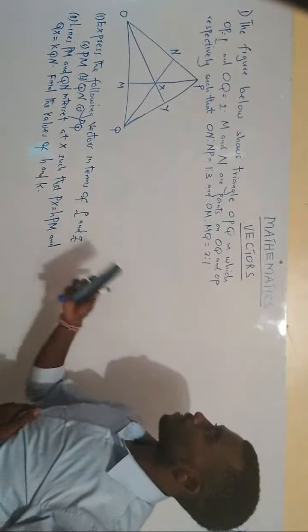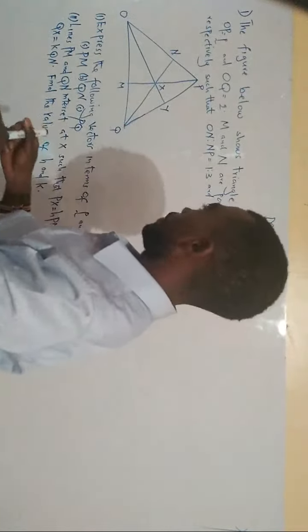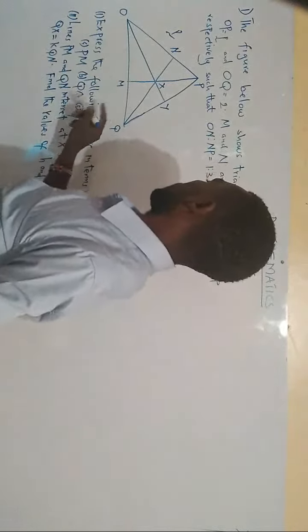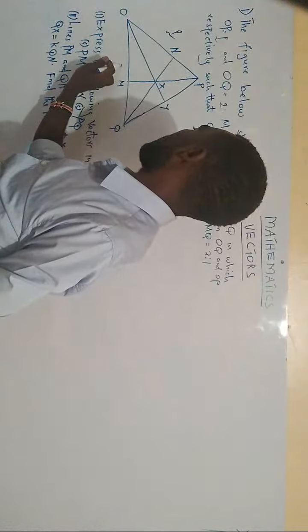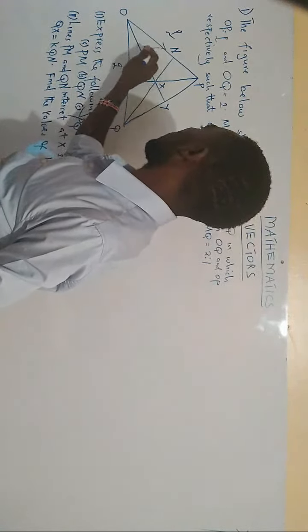Vectors mathematics. The figure below shows triangle OPQ, in which OP is given as vector P, and OQ is given as vector Q. You can show direction that way. This is vectors. All right.